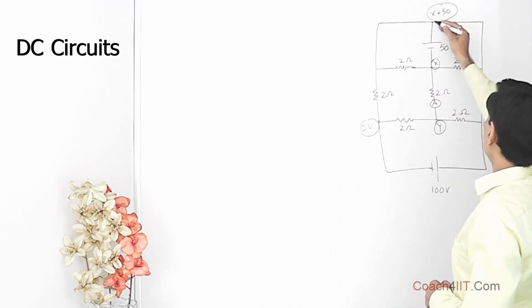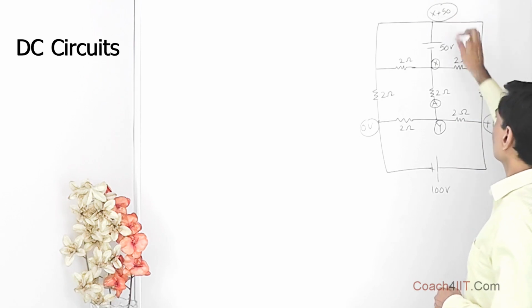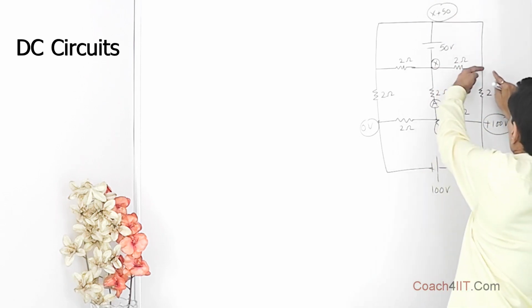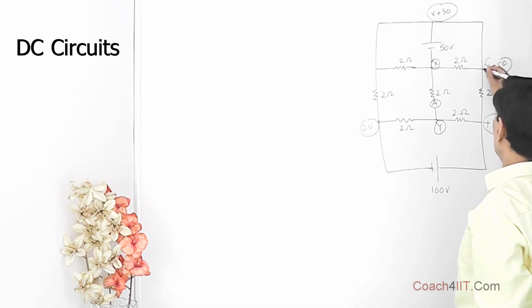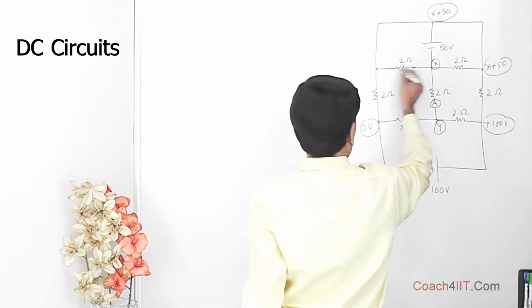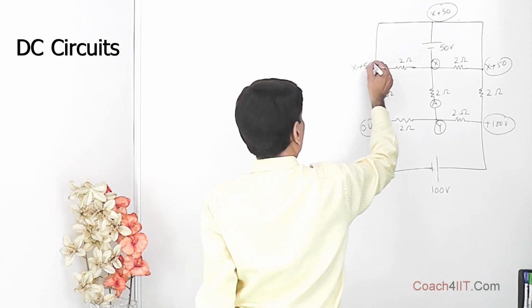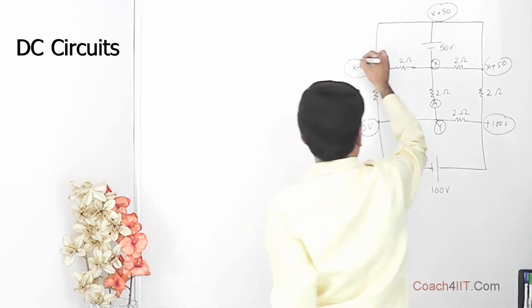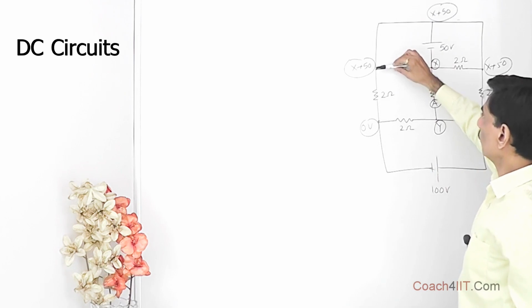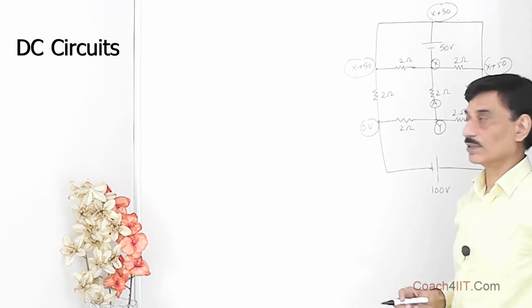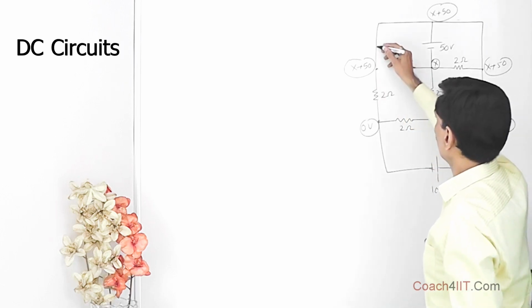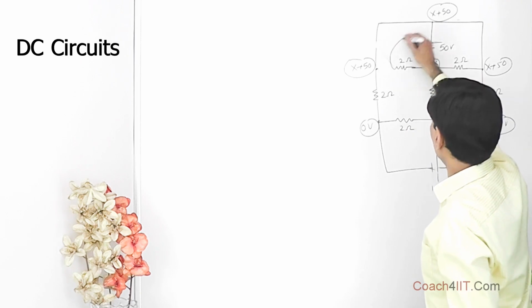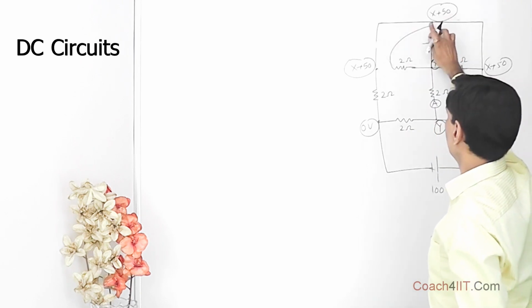If this is at X plus 50 volt, from here to here we see this is a conducting wire. Whether you join this 2 ohm resistor over here, or you slide on the conducting wire, or you connect it over here, that's one and the same thing. So from here to here it is also at X plus 50 volt, and obviously this is also at X plus 50 volt, because from here to here this is a conducting wire. You can connect it like this, or slide and move it like this, that's one and the same thing. So it is going to be X plus 50 volt only.